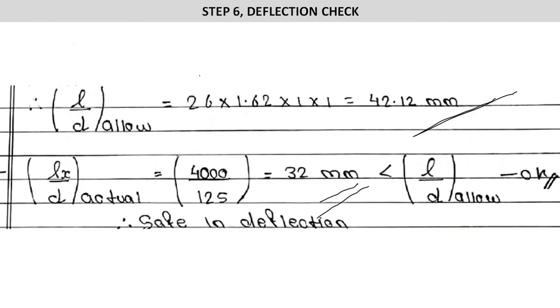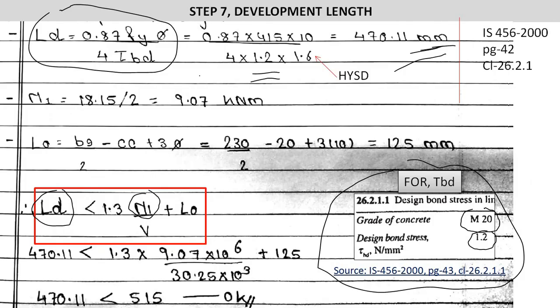Using the value 18.15, we divide by 2, because when there is a moment over here, it will be distributed to one end and to the other end. So we have to divide the moment by 2. We will have the value of M1 as 9.07 kilonewton meter. So we are done with the value of M1. Next we will find the value of L0. The formula for L0 is bs by 2 minus clear cover plus 3 times the diameter.